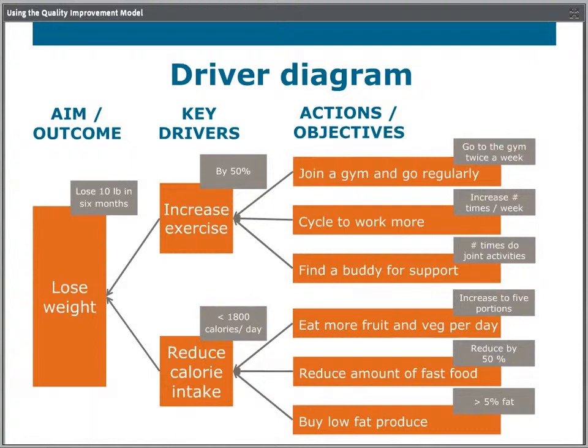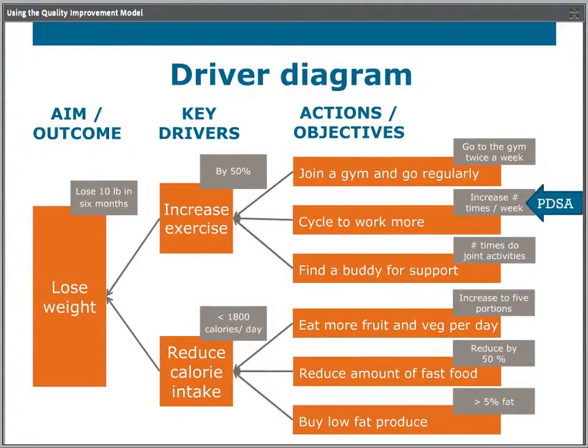You get the idea. So then looking through all those actions and objectives, I look at the one that I can do first, or I might do some subsequent ones, but I'm going to look at cycling to work more. So I'm going to increase the number of times a week that I'm going to cycle to work. So that's going to be my first PDSA. It's that small test that I can try that might lead to that improvement.